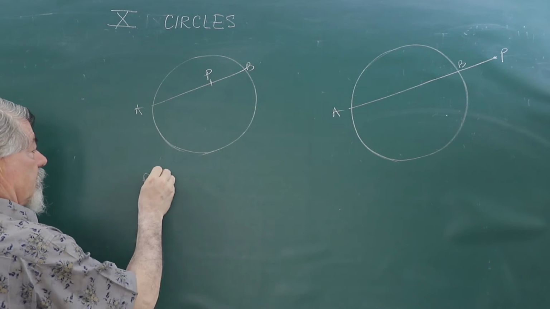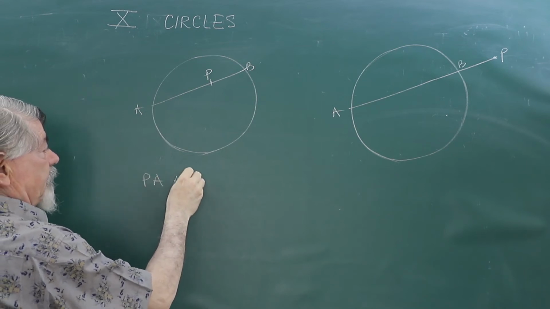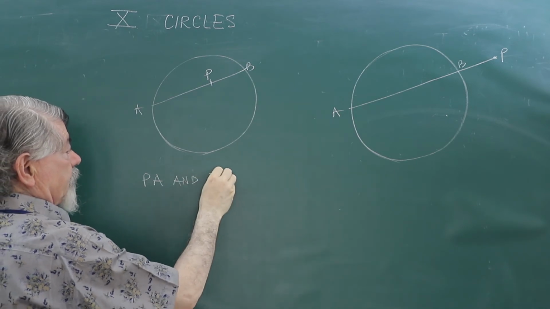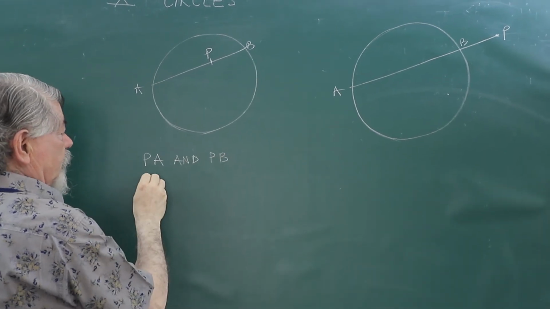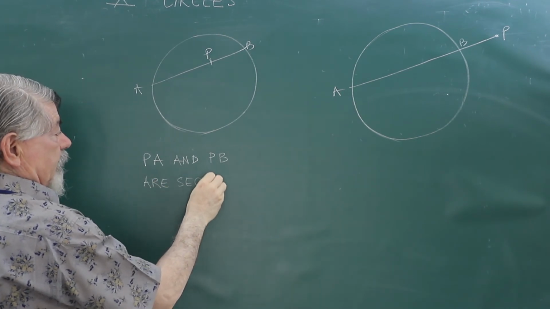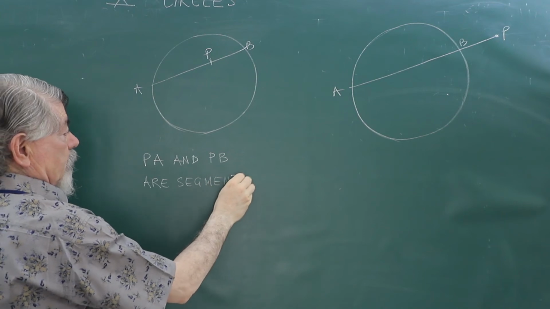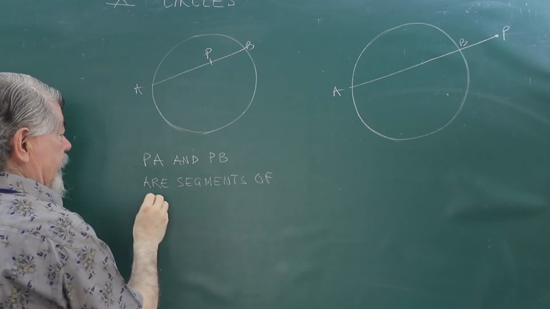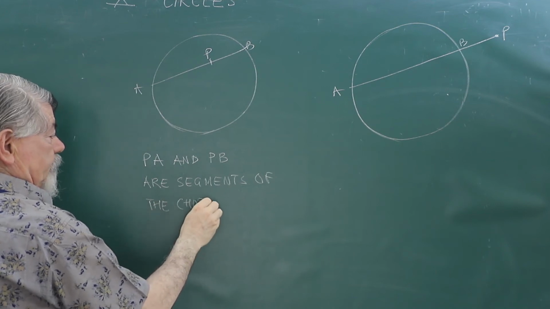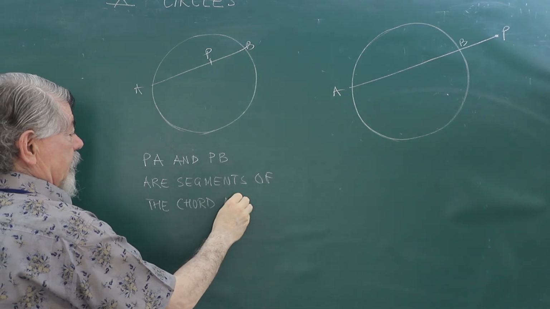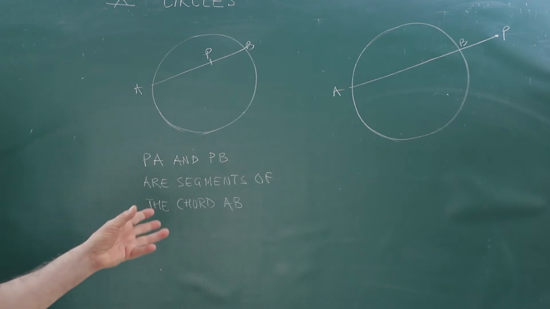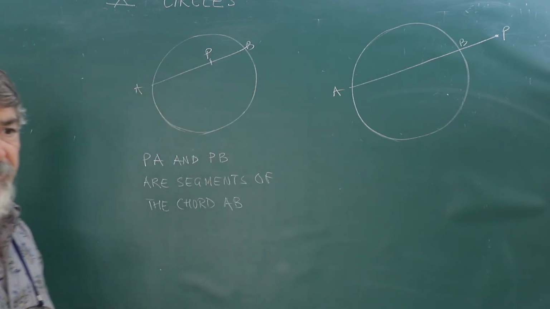PA and PB are the segments of the chord AB. This is the case where P is a point in between A and B.